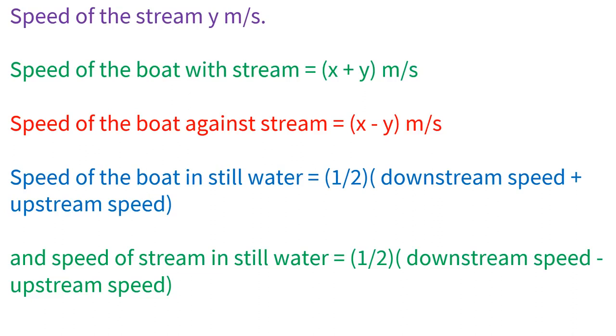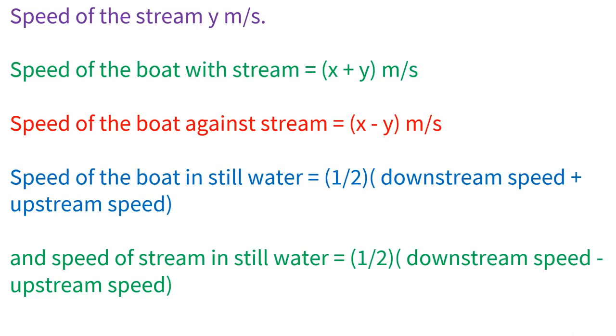In the case of train it was opposite. If the trains were moving in opposite direction, we were adding their speeds, and when they are moving in the same direction, we are subtracting for finding the relative. But here we are adding x plus y when they are moving in the same direction. So speed of boat will increase, and speed of boat will decrease when it is moving against the water flow.